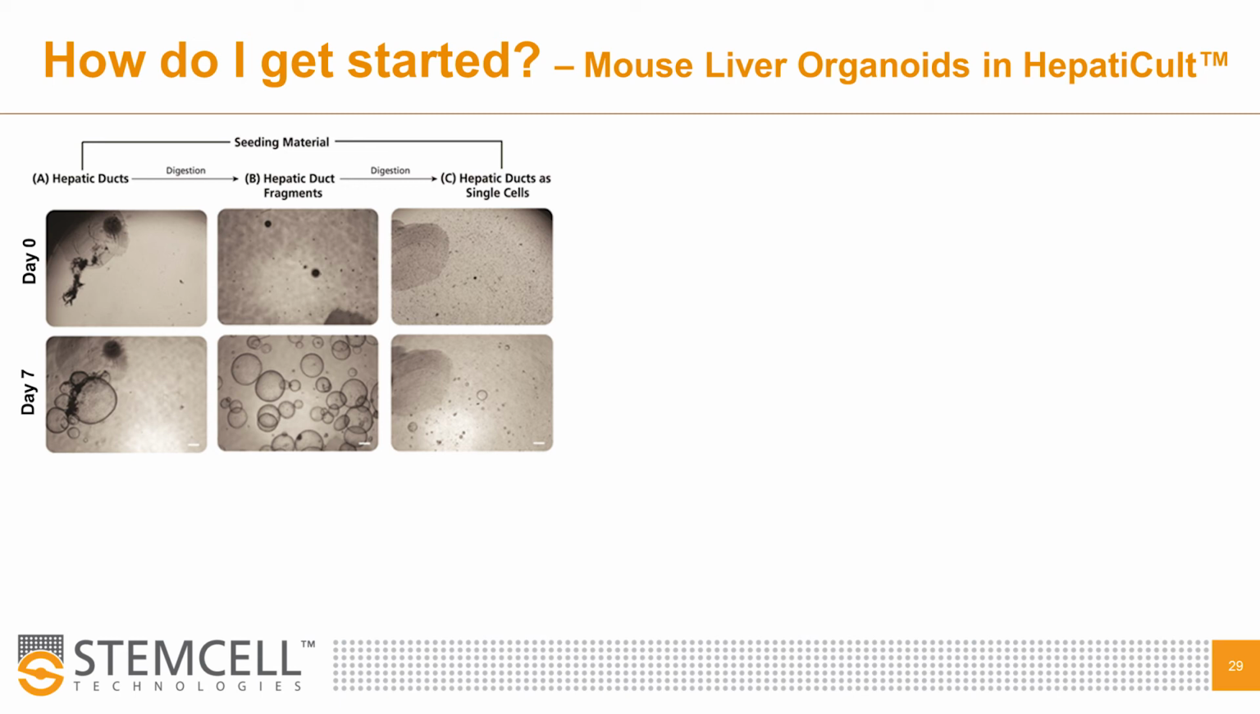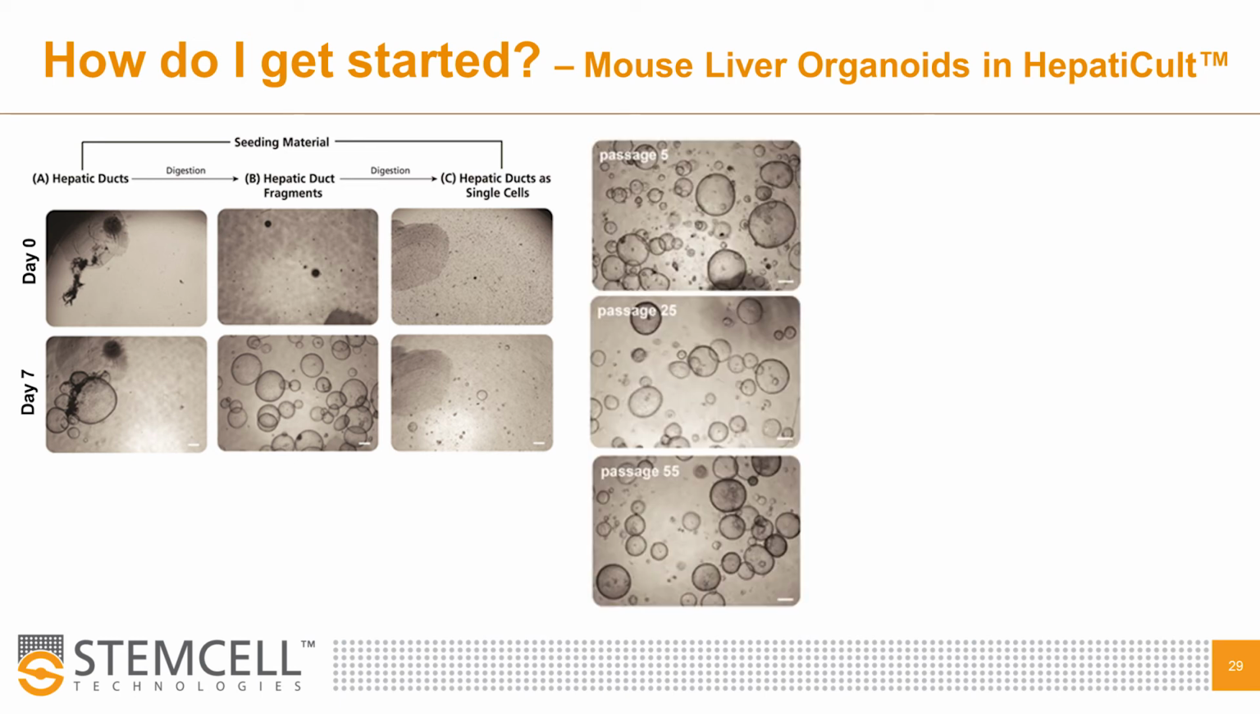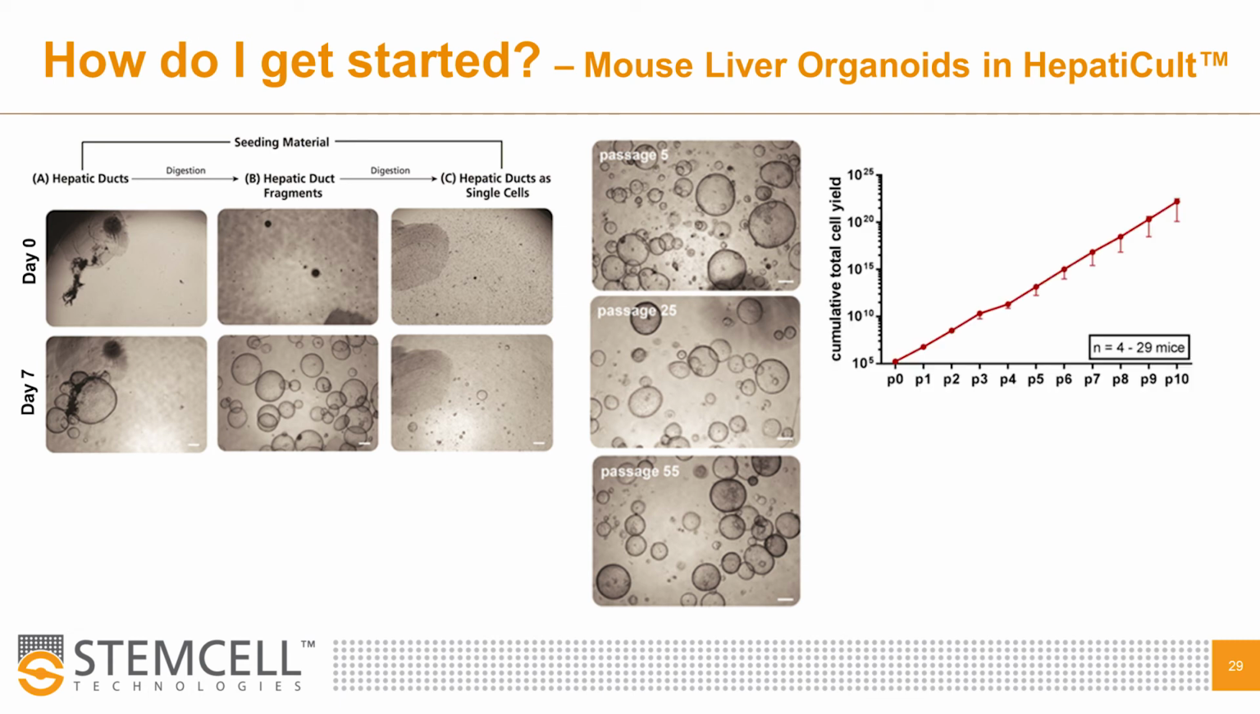Once organoids are established, either through primary culture or the thawing of cryopreserved organoids, they can be passaged indefinitely without any detrimental effects on their genome stability, gene expression, or morphology. Established organoids are typically split at 1:25 ratios, and when mapping cumulative cell yield across 10 passages, we observe exponential growth in organoids cultured with HepatiCult, allowing for rapid expansion of the hepatic cell population.